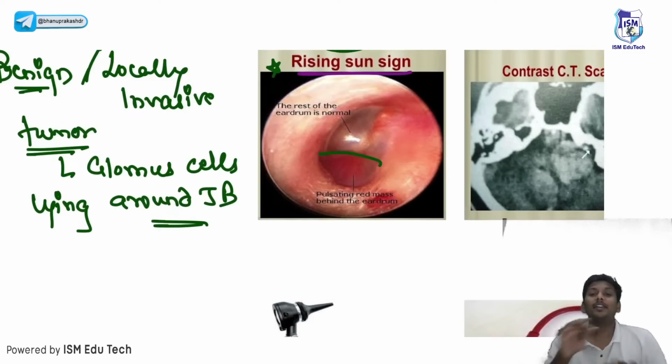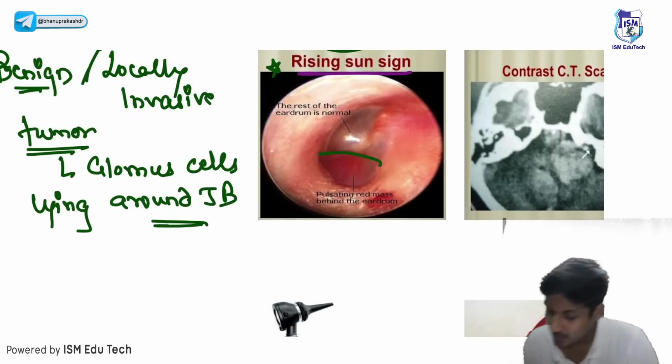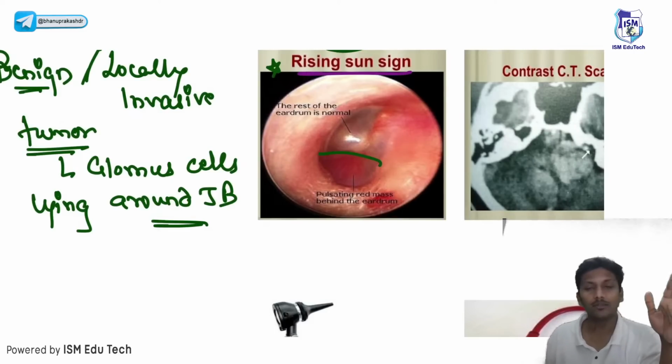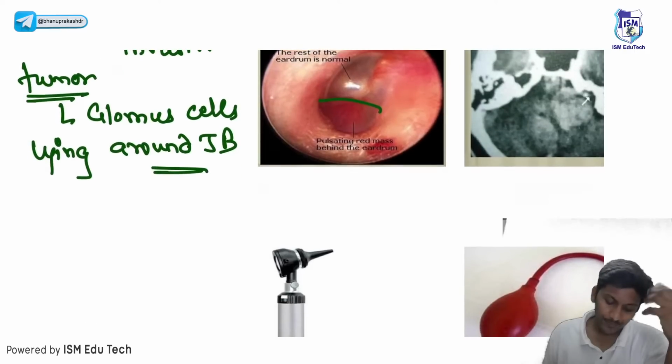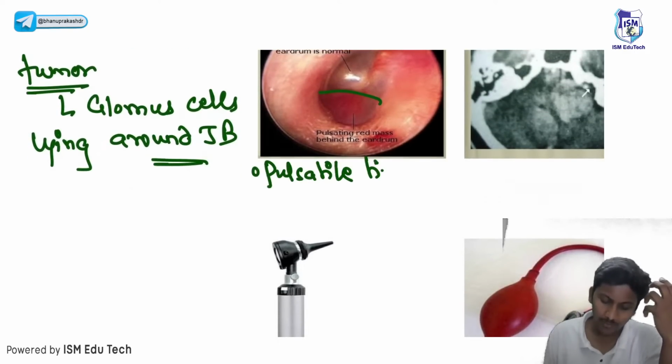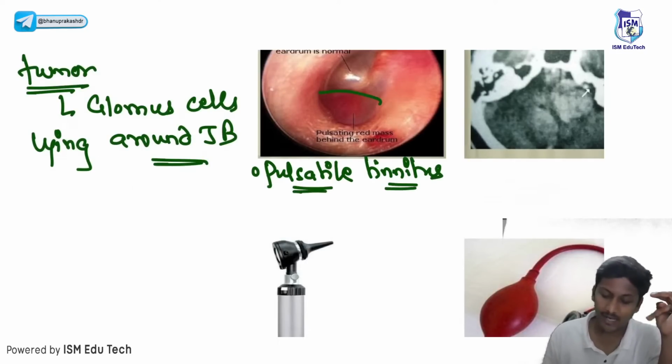When this tumor erodes or damages the floor of the middle ear and grows in the lower part of the middle ear, then on otoscopic examination it will definitely be seen as a rising sun sign. No issues with this, anybody? Apart from this, the patient will also have pulsatile tinnitus. That means, as it is a vessel, the patient will be able to hear the pulsations of this vessel in the ear. That is called pulsatile tinnitus.